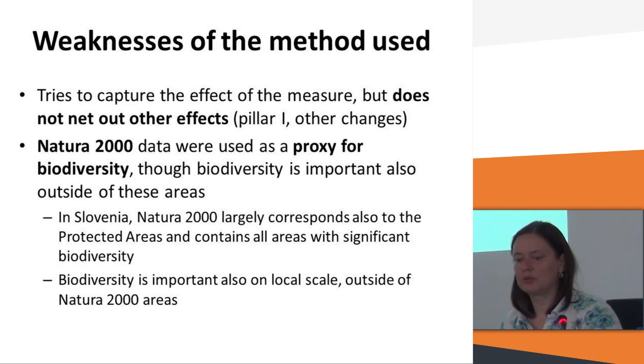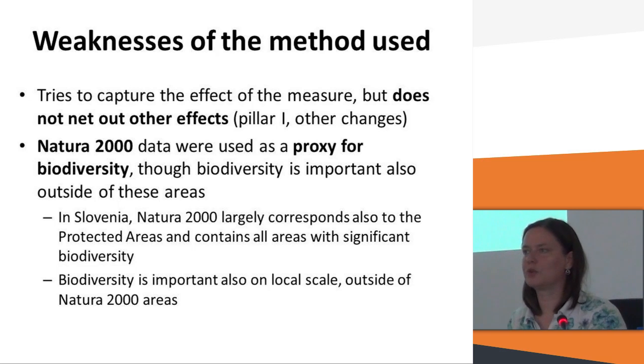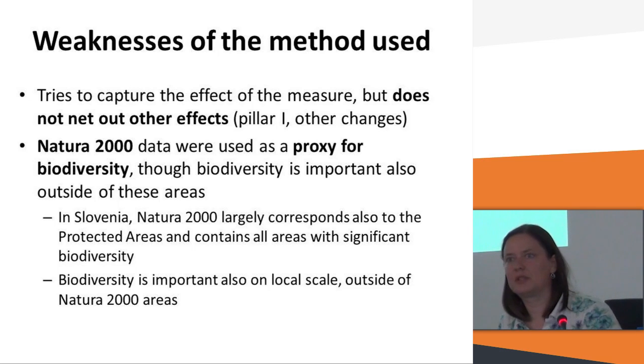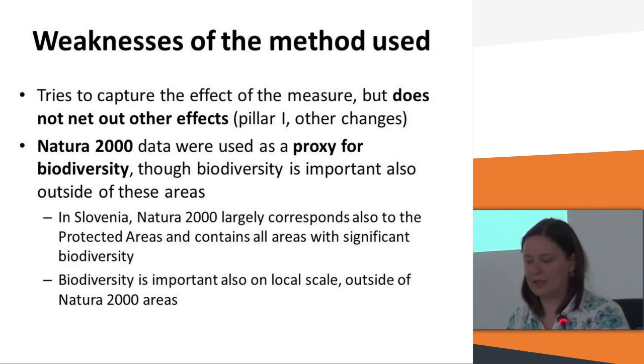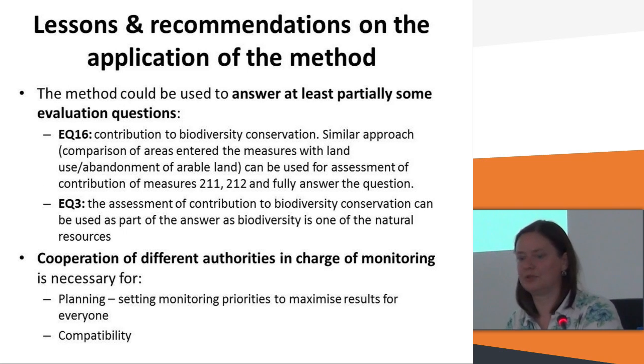What else? Natura 2000 was actually used as a proxy for biodiversity, which is maybe not such a good idea. In Slovenia, it really largely corresponds. Also, protected areas are largely within Natura 2000 areas. We captured everything that we could. That's why we have such a big percentage. But on the other hand, biodiversity is also important on a local scale, which is maybe outside of Natura 2000 areas. So our proxy is a proxy. It doesn't really tell you about the biodiversity.